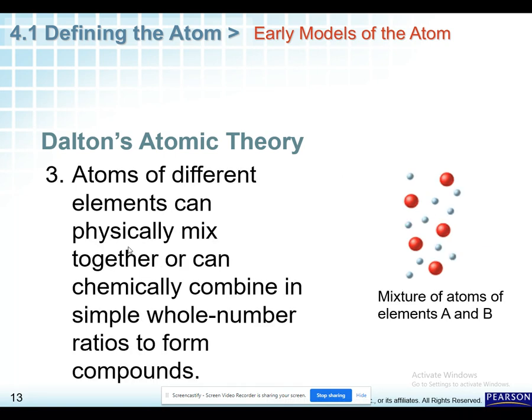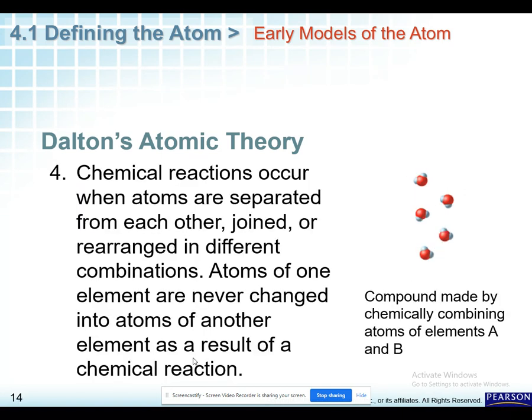The third part of his theory, it says atoms of different elements can physically mix together, or they can chemically combine, and when they do so it's in simple whole number ratios. We're going to find out, yes, that is true. And the last part of his theory, he said during chemical reactions, atoms can be separated, they can be joined together, we can rearrange them. However, atoms can never be changed into something else. So a hydrogen atom can never be changed to a gold atom. So what you start with is what you end with.